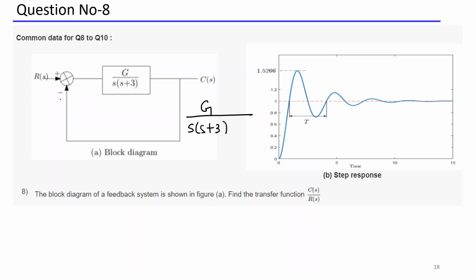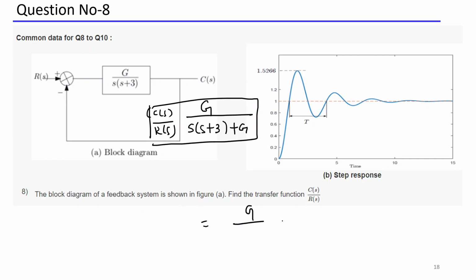See the feedback type system. This is negative feedback, so you have to add whatever is in the numerator here. So this is the answer, plus G. Now this is your C of S divided by R of S. You solve this, and after solving it, the answer will be G divided by S square plus 3S plus G. This is your closed loop transfer function.